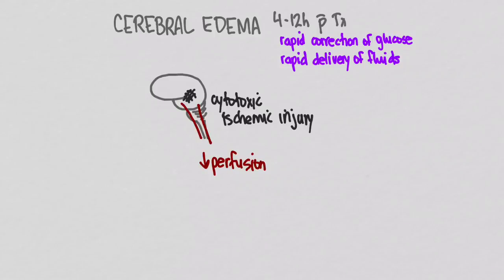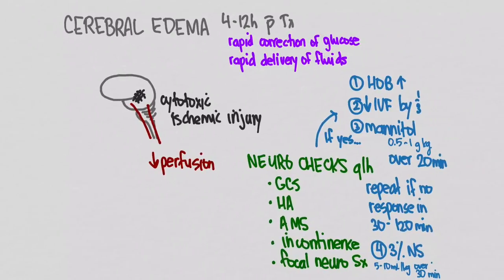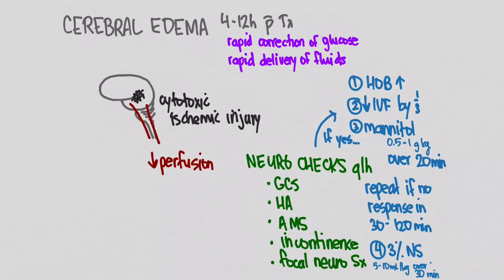So we're going to give fluids based on the thing that we calculated before and do frequent neurochecks every hour. And we're looking for any drop in the GCS, headaches, altered mental status, focal neurologic deficits, or even incontinence. And if you do have any of those symptoms, then you need to start initiating treatment.